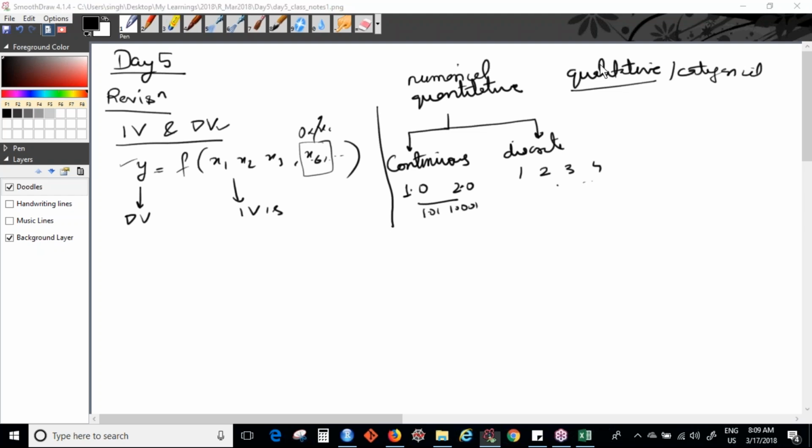Similarly on the categorical side we again had two parts. One was nominal, the other was ordinal. Ordinal, as the name suggests, has an intrinsic order in the categories, for example low, medium, high. Nominal, on the other hand, has no particular order. So colors can be nominal: red, blue, green. So this is the broad classification of variables that we saw.